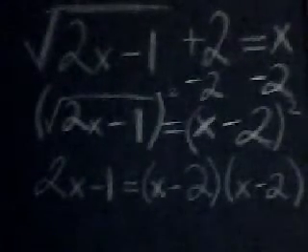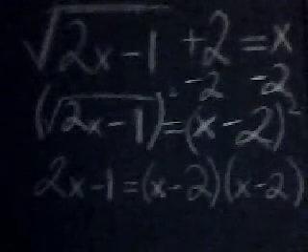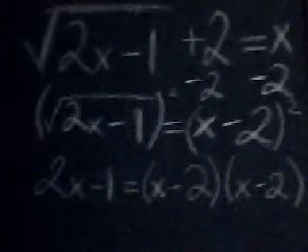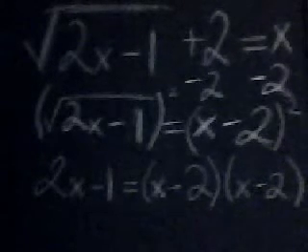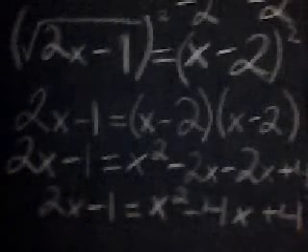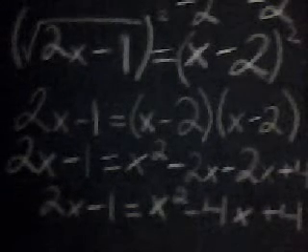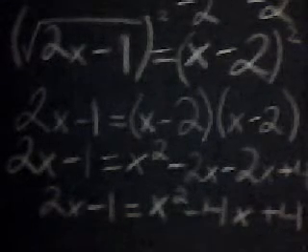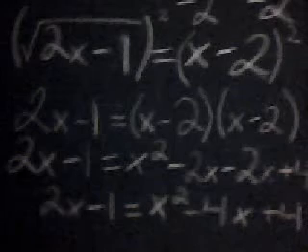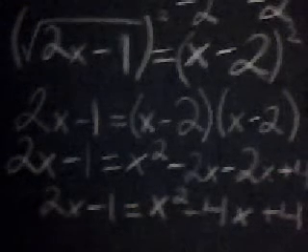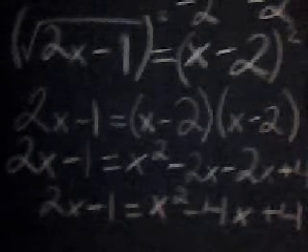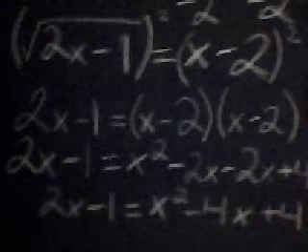In order to get rid of the square root, we must square both sides, which leaves us with 2x minus 1 equals 2 copies of x minus 2. Since you were left with 2 copies of x minus 2, you must FOIL both terms, leaving you with 2x minus 1 equals x squared minus 2x minus 2x plus 4, which is simplified to x squared minus 4x plus 4.